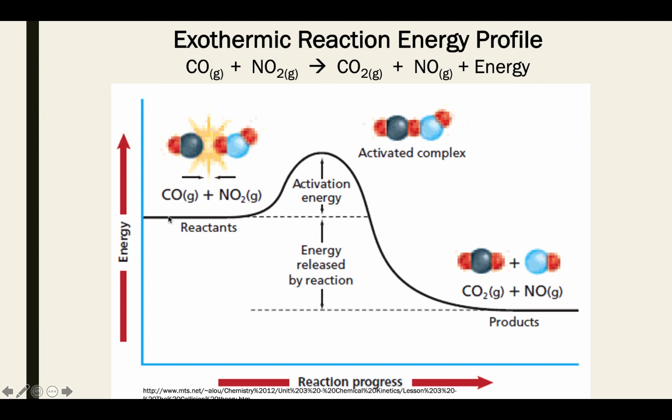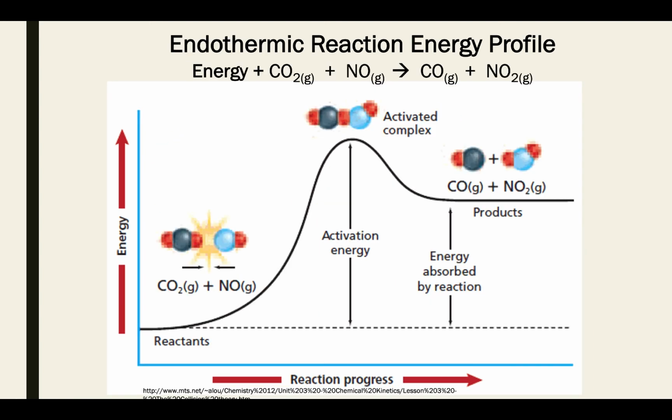So we see here the energy of the reactants, the CO and the NO2. When they collide with the proper orientation and the proper energy to overcome the activation energy barrier, they form this temporary arrangement of molecules called the activated complex, and then from there, they will convert to product. Notice in this case, the products are lower in energy than the reactants, so energy is released. Our delta H, our energy change of the reaction, will be negative because we're lower in energy at the end than we were at the beginning.